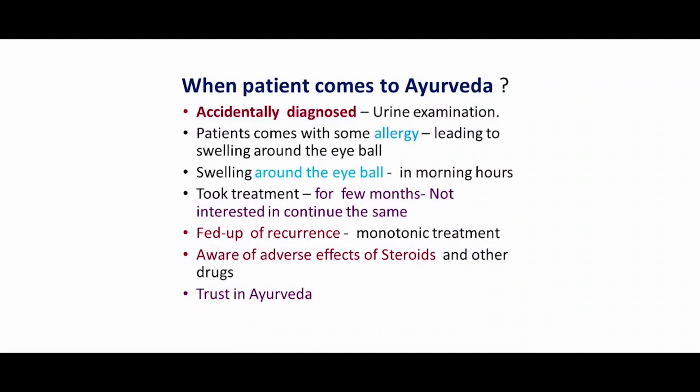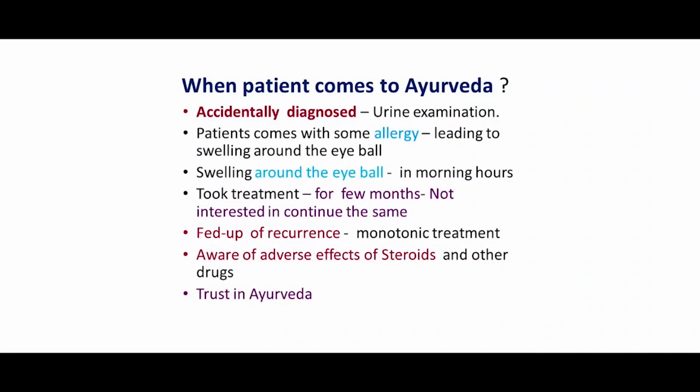Usually the patient comes to Ayurveda in the later phase. Either it is accidentally diagnosed, when the patient is coming to Ayurveda for some other problem, through a urine test, or the patient comes to us with some allergy and says that some edema is there, thinking that maybe because of some allergy, therefore he is coming to Ayurveda. He thinks the edema is because of allergy, but it may be because of nephrotic syndrome, so it is accidentally diagnosed. There is swelling around the eyeball in the morning hours, which later goes on declining.